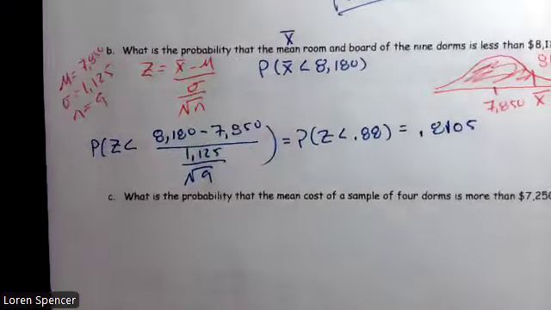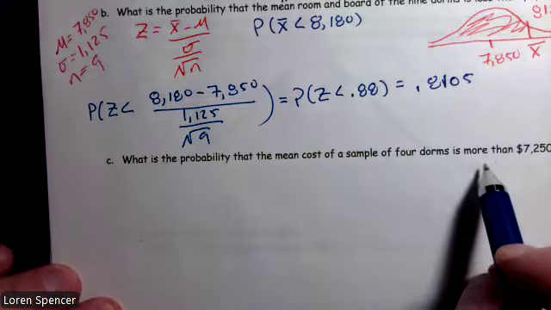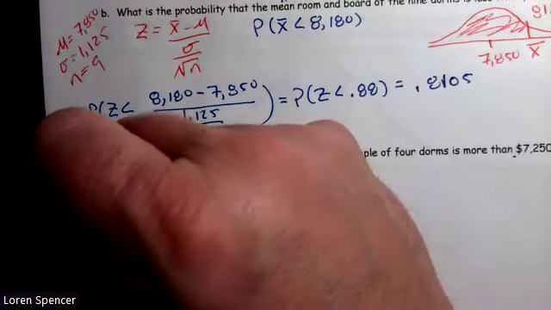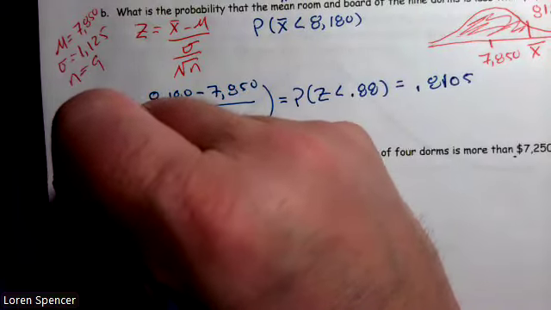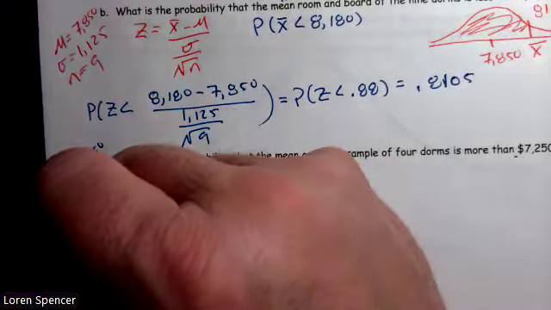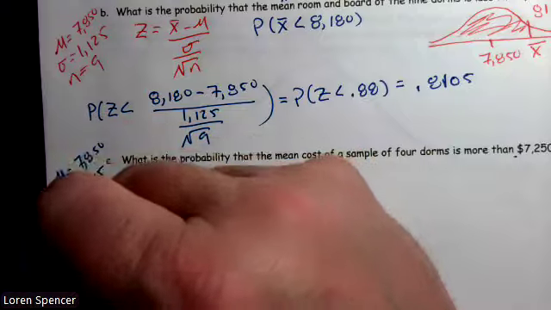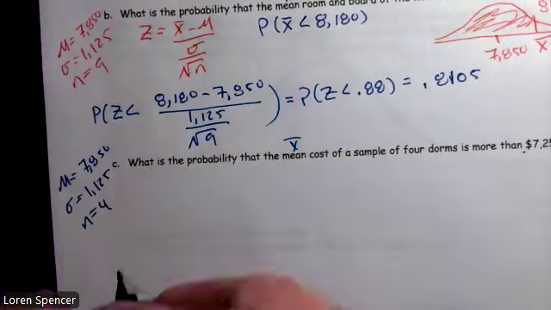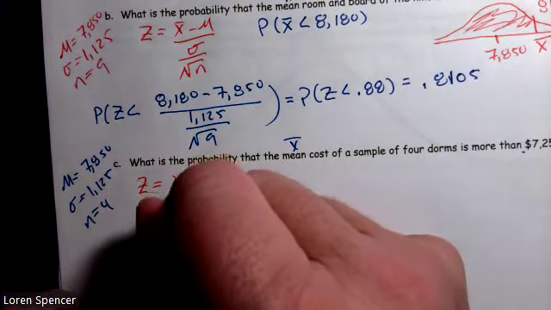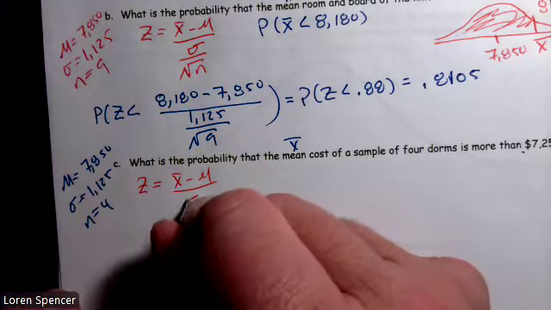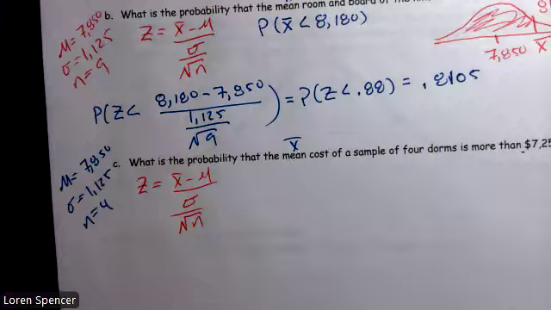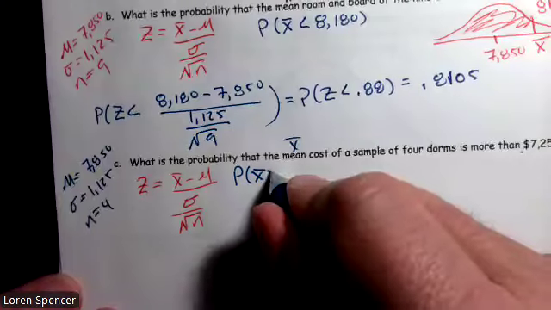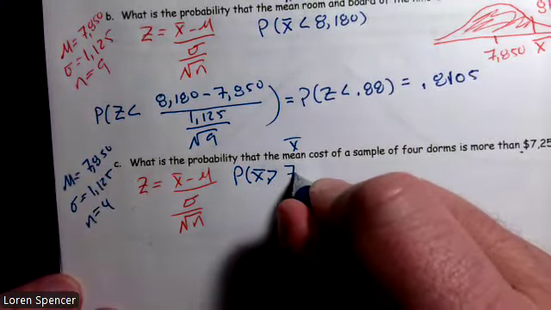All right. What is the probability the mean cost of a sample of 4 dorms is more than 7,250? Once again, what was our population? Our population had a mean of 7,850. It had a standard deviation of 1125. And this time we're talking about 4. And it says mean, so I know I'm using the X bar formula. So Z equals X bar minus mu over sigma divided by the square root of n. And we're looking for the probability that X bar is greater than 7,250.